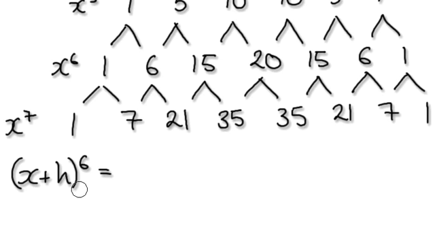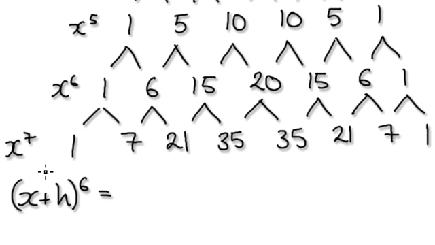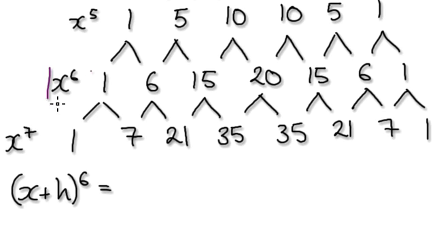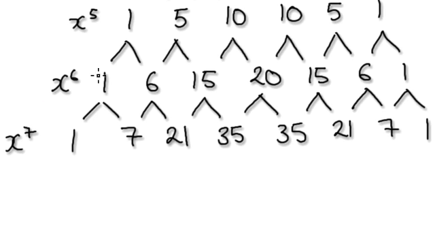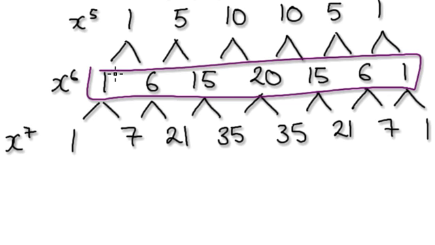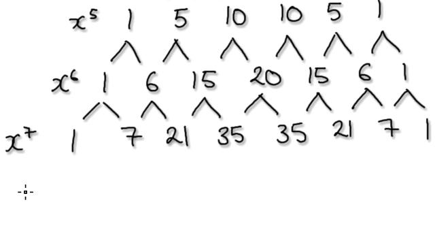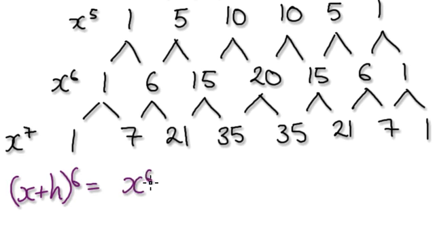Okay, so to do this, looking at Pascal's triangle here, these are the coefficients that you need for x to the power of 6. So if you want to work out x plus h to the power of 6, your first term will be x to the power of 6, and you're going to need 1, but we don't bother putting the 1 in. And then it's going to be plus, and the power of x gets decreased by 1 and the power of h gets increased by 1.